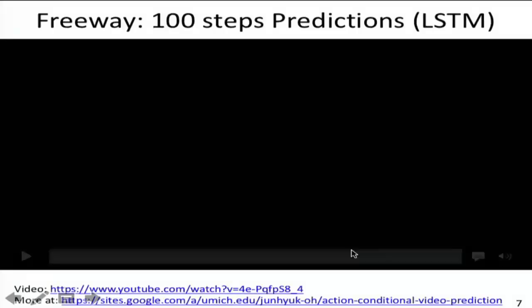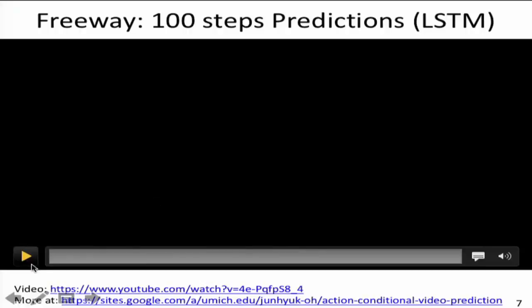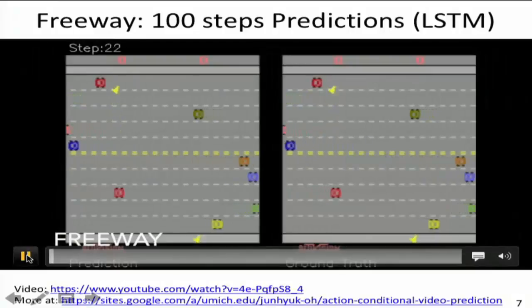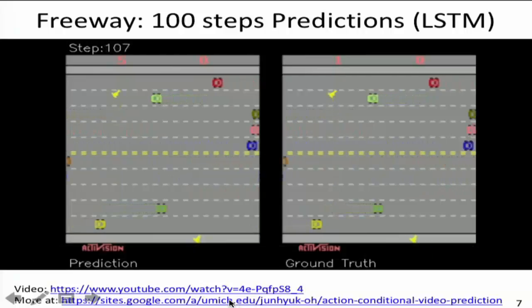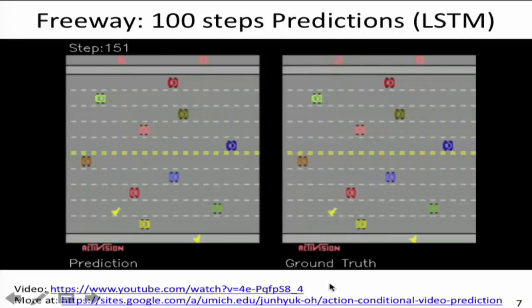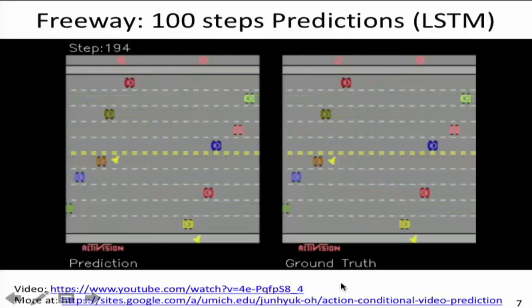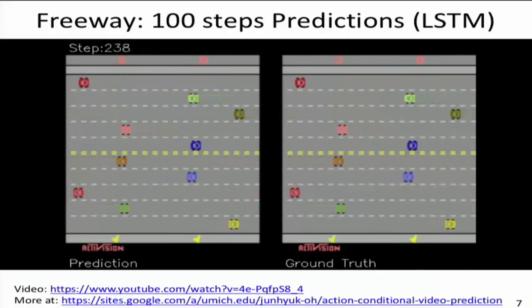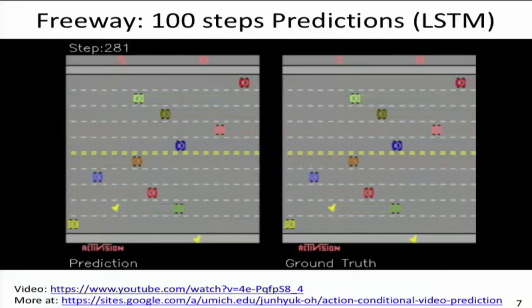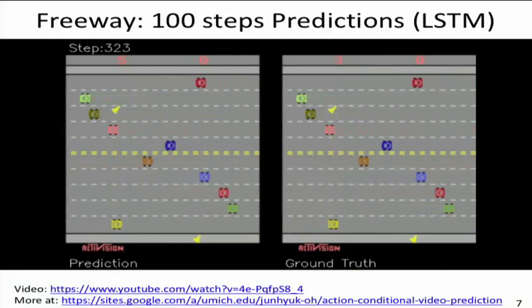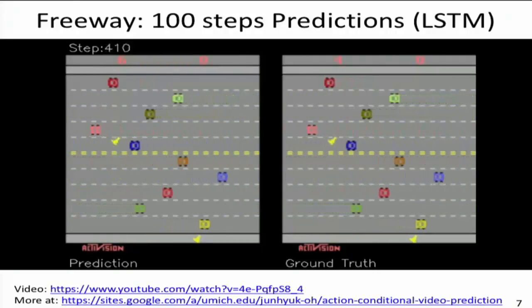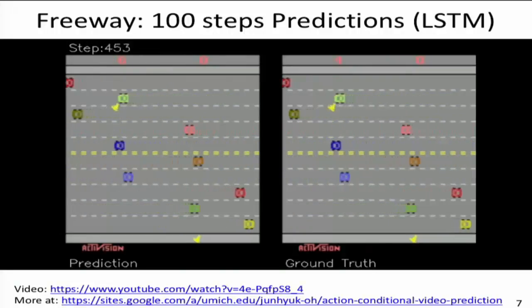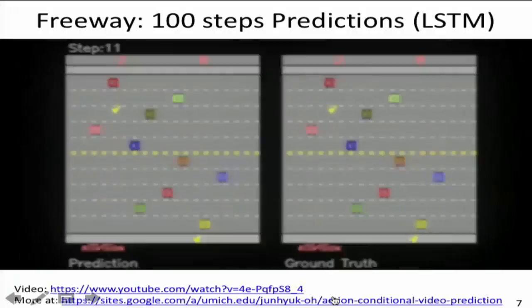I'm going to show you some example video predictions for these Atari games, which are quite popular as reinforcement learning benchmarks. This game is called Freeway, and I'm showing the prediction on the left side and the ground truth on the right side. The algorithm is given the exact sequence of actions that the agent takes, and it just tries to make a prediction. You can think of this deep architecture as a kind of simulator. It turns out that it makes really good predictions for this game.